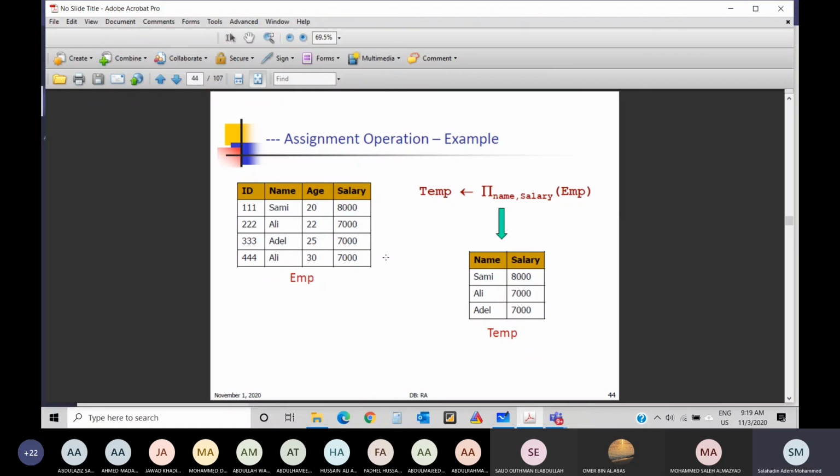Always, the output table will never contain duplicate rows. You should understand that. So this is your output table. Even though this Ali can be different from this Ali. In fact, he's a different person, right? This Ali is 222, this Ali is 444, right? But we want only the names and the salaries, right? That's what you are asking for. So it will give you that, but relational algebra always removes duplicate rows if the output table contains them.